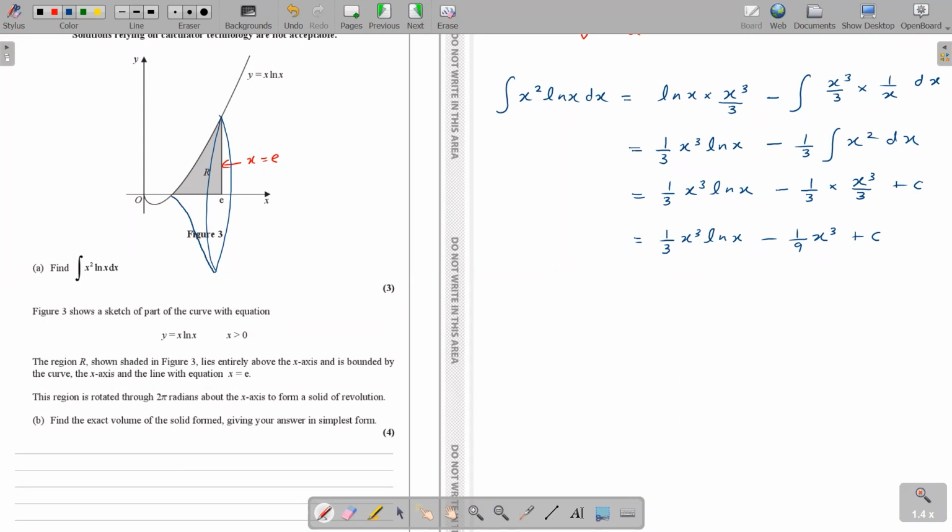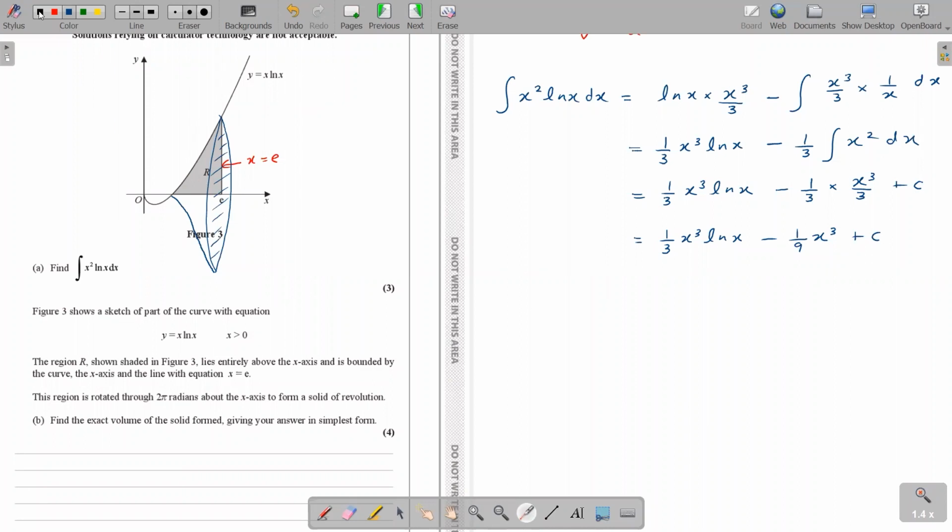So you create this 3D object. Can you see? So you create this 3D object. So you're supposed to find what? Find the exact volume of the solid formed, giving your answer in simplest form. Okay, you don't need to draw this. Okay, I just wanted to show you the shape, the solid shape that is made here.